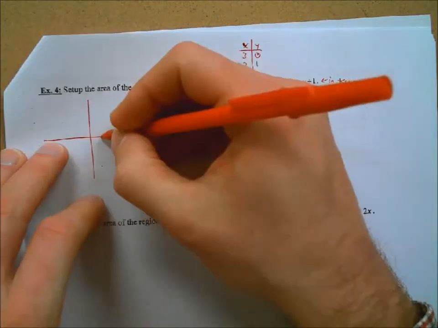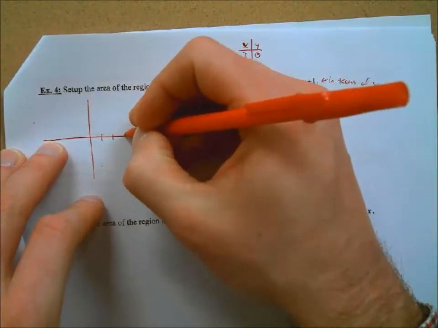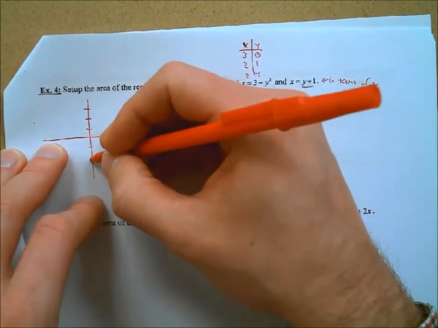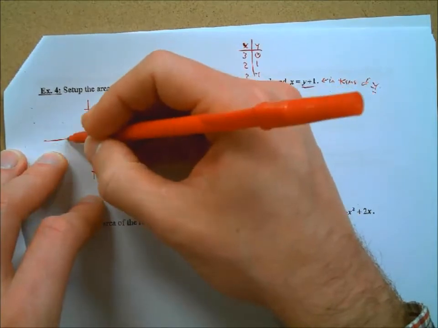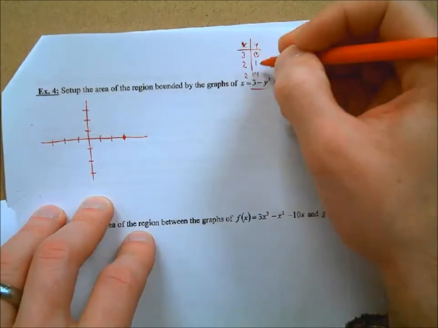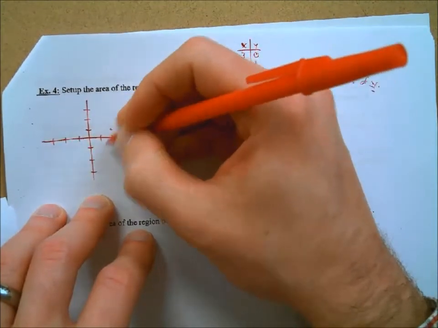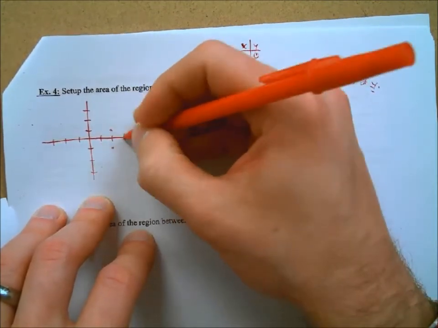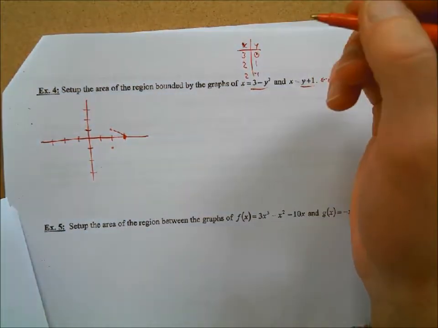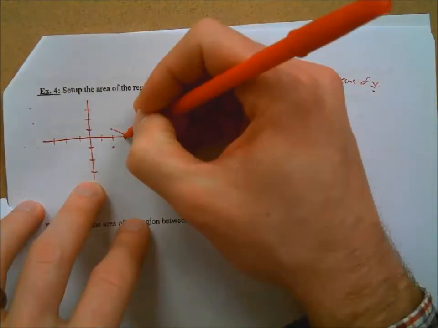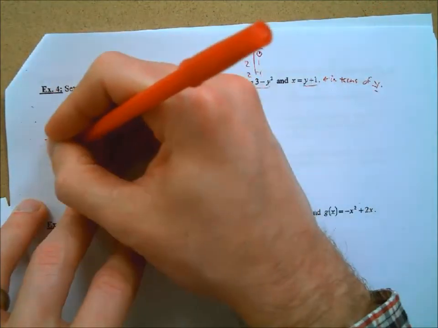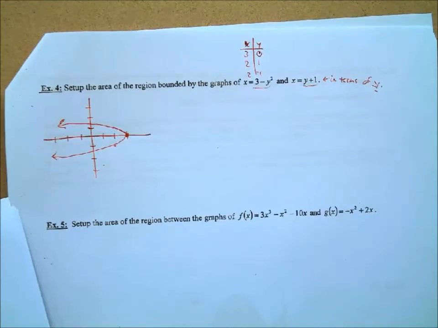Okay, so let's see here if I can get some decent looking graphs here. All right, so (3, 0), (2, 1), (2, negative 1). And so we're going to basically end up with a parabola here. Square root of 3, so it's going to be something like that.